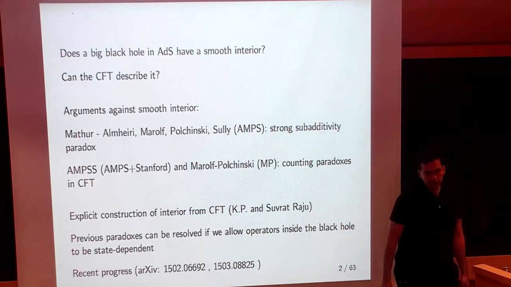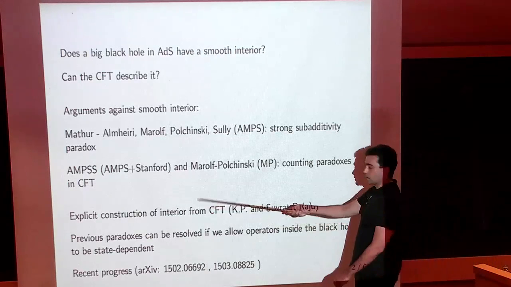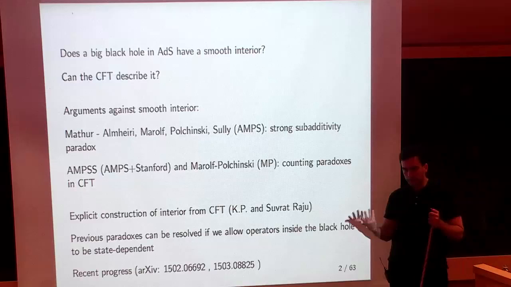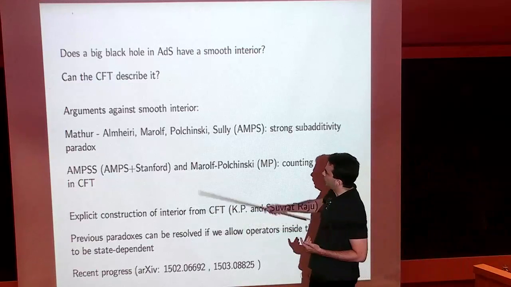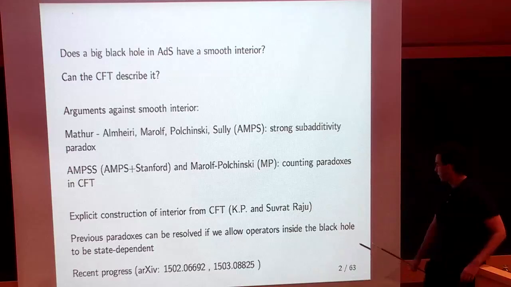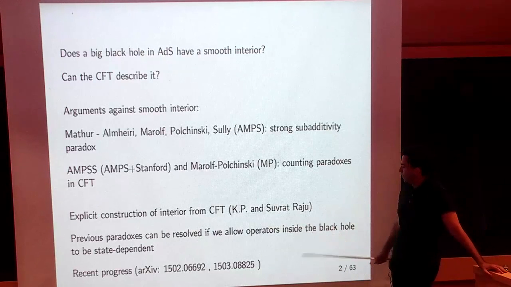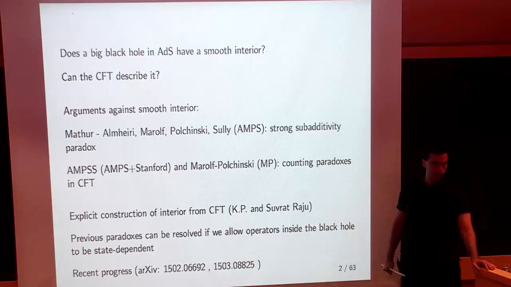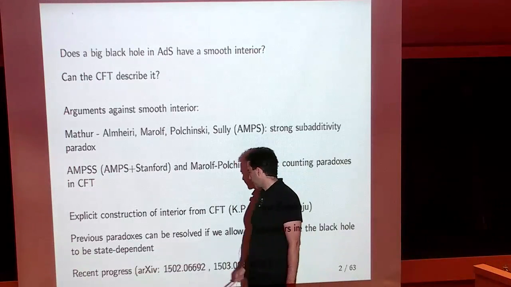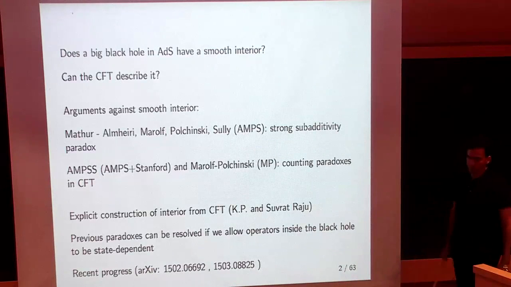On the other hand, with Subrat, we provided an explicit construction of the interior of a black hole from the CFT. So I would like to explain how this construction is able to avoid the paradoxes. And as I will try to emphasize, the important element is that in this construction, we allow the operators inside the black hole to be state dependent, to depend on the microstate of the black hole. And finally, if I have time, I will review recent progress, which is based on the two papers that I wrote with Subrat this year.